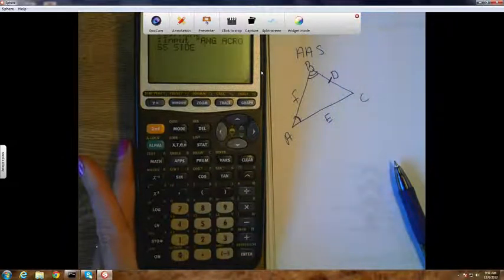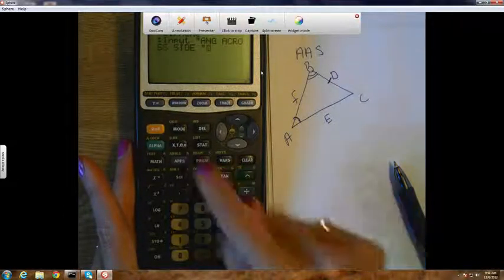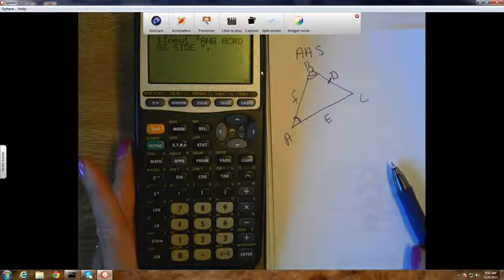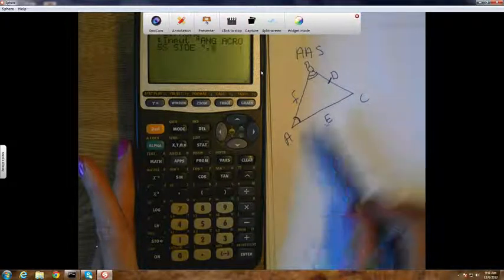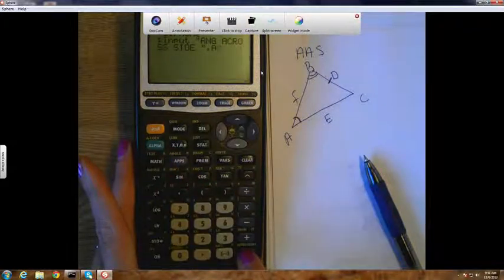Ang across side. At least now I know I'm looking for the angle across from the given side, not the one next to it. Put a space, quotations. What do I need after the quotations? Comma. And according to my picture that I'm going to do my math with, what angle is that? A. So I want to match my picture. Alpha A. Enter.